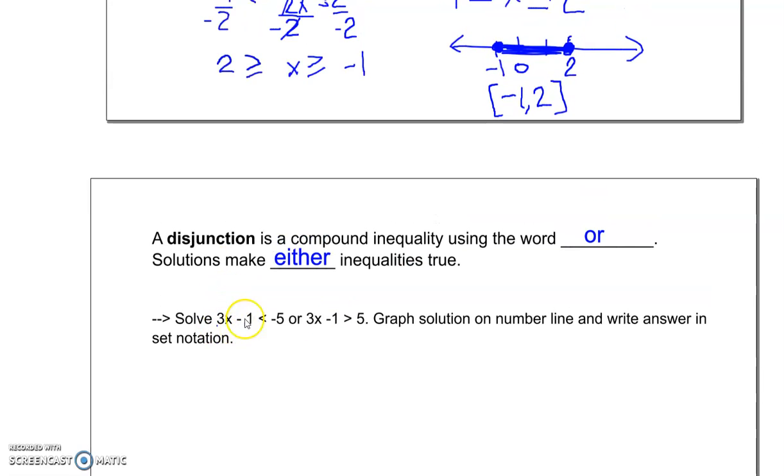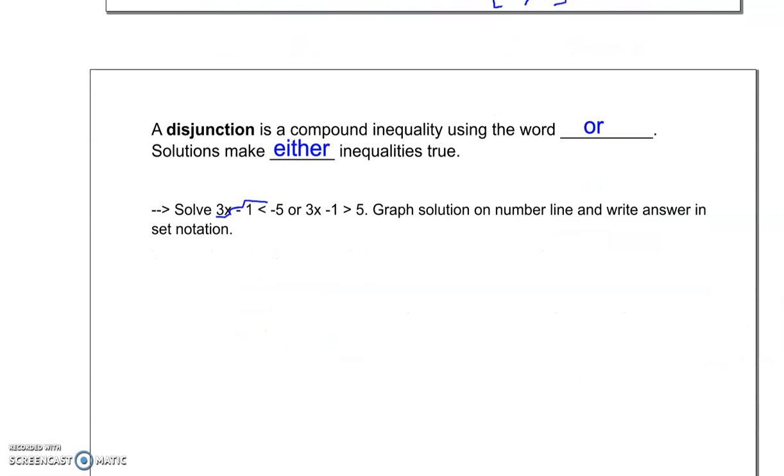So here we have a compound inequality. Our first inequality is 3x minus 1 is less than -5. That is joined with an or to 3x minus 1 is greater than 5. Let me erase that. The circle got a little out of hand there and covered up part of my problem. So just like we did before, we're going to treat our two sides separately. We're going to solve this half, then solve that half, and then we'll put the two together.